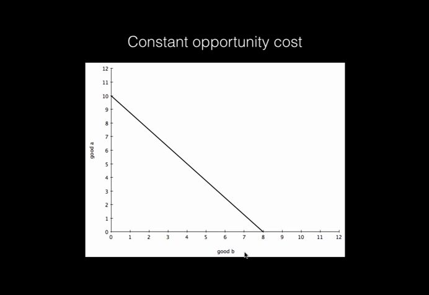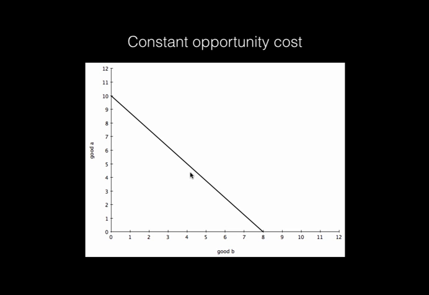So at some snapshot in time, I have a certain level of resources and a certain state of technology at that time. And my production possibilities frontier is just telling me, out of these two goods, what can I possibly produce? What are the combinations of these two goods that I can produce given those resources and technology? So this is telling me if I put all my resources into good A, then I can get 10 units. And if I put it all into good B, I can get 8 units of good B. I'm just making up arbitrary numbers, not worried about what this actually represents.